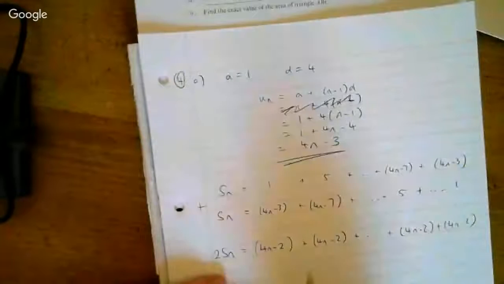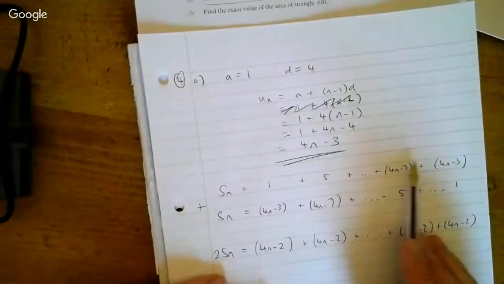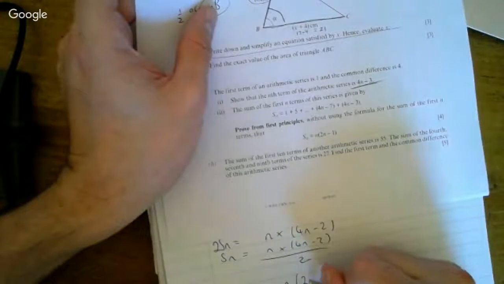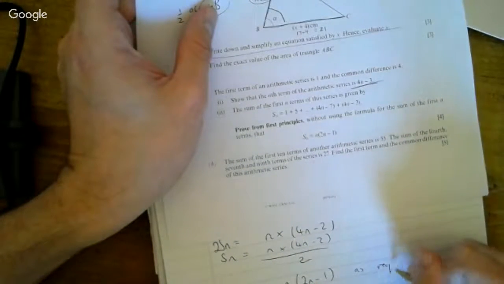Well, how many lots are there? Well, there's the first term, second term, this is the nth term. So a quicker way to say that is 2Sn is equal to n times 4n minus 2. And then if I take the 2 over to the other side, I get n times 4n minus 2 all over 2. Look at what they had here. Can we spot any similarities? Yeah, but look, 4n minus 2, they just divide the 2 into that. So Sn is equal to n bracket 2n minus 1 as required. Okay, so that's how you prove it from first principles.